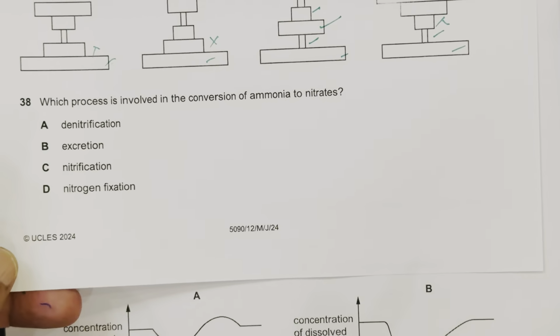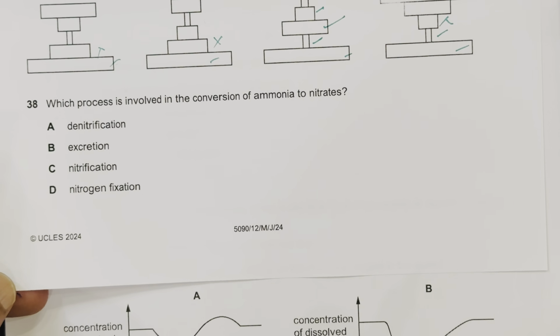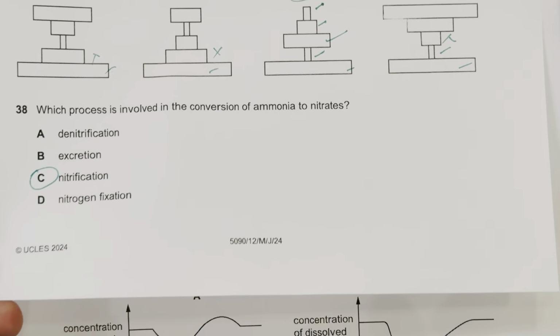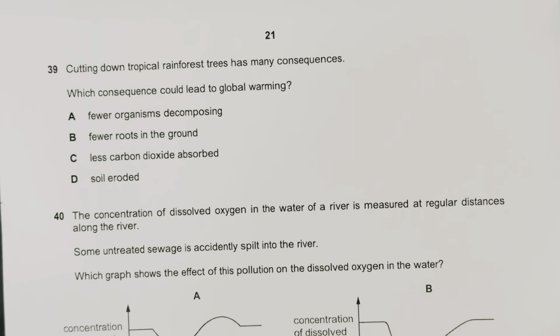Moving to question number 38. Which process is involved in the conversion of ammonia to nitrate? It should be nitrification. Option C is the right answer. That was a very easy MCQ. Moving to question number 39.